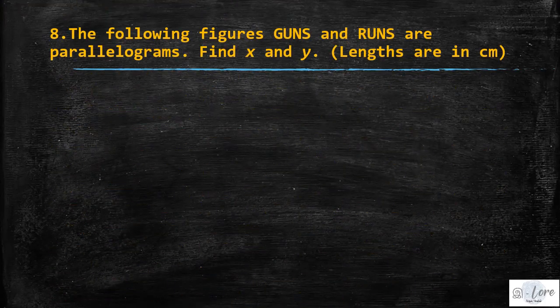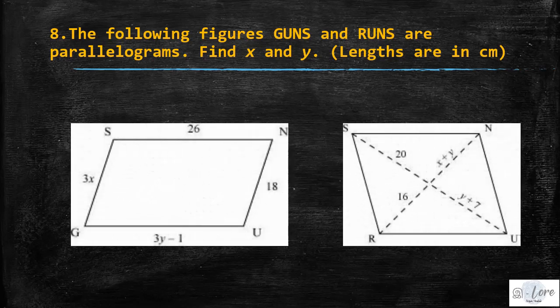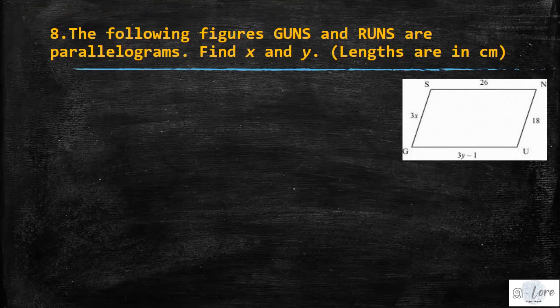The following figures, GUNS and RUNS, are parallelograms. Find x and y, the lengths in centimeters. Make sure the first figure, GUNS, is given with the sides. The second figure, RUNS, is given with the diagonals. The bisecting diagonals are given. So we know that opposite sides are equal and diagonals bisect each other. Bisect means both are equal in measure.